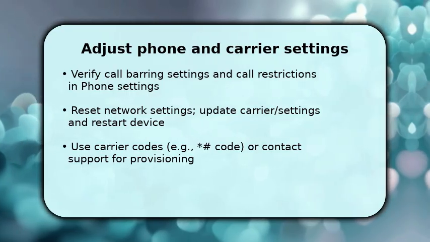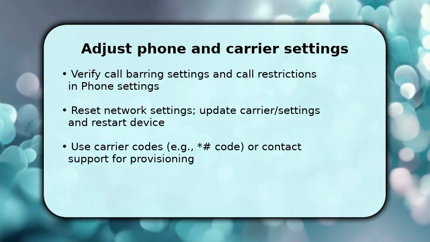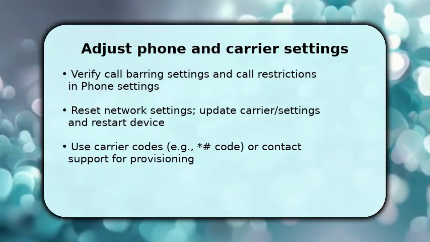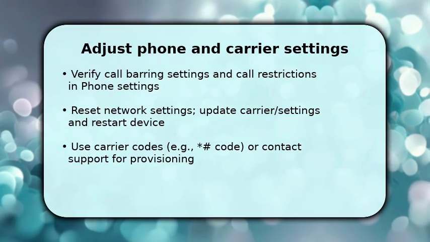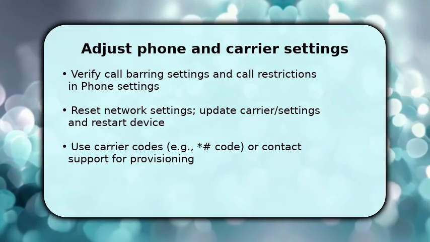Next, reset network settings or request a carrier profile update. This refreshes provisioning and often clears blocks. Restart the device after updates. If codes are needed, use the carrier's specific USSD or MMI code. Otherwise, contact support to push a provisioning.